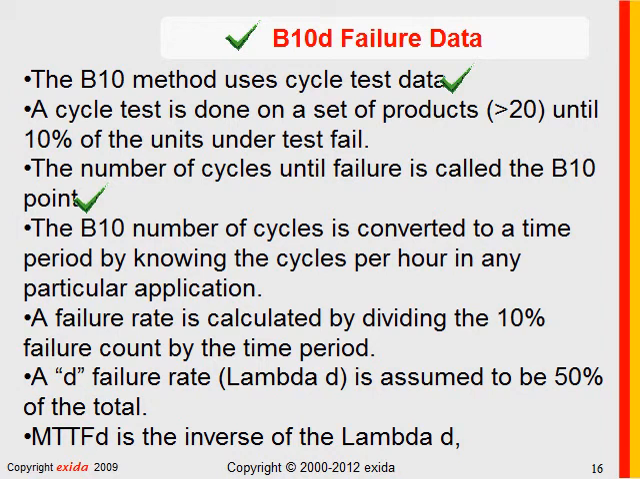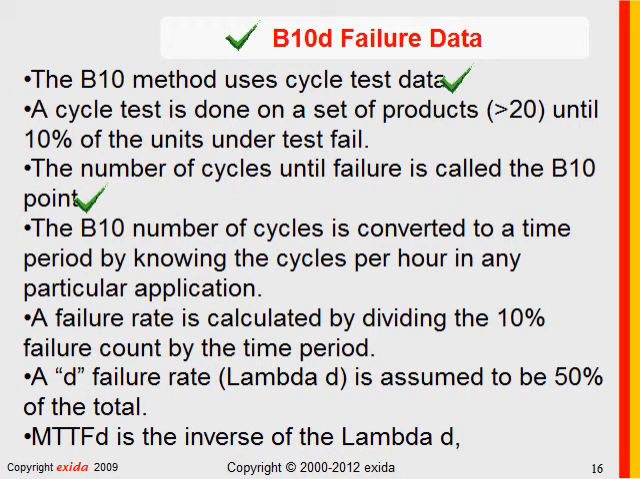What do I do with that? We convert the number of cycles into a time period by knowing the number of cycles per hour in any particular application. For example, imagine if we ran 100,000 cycles, and in a particular application there was 1 cycle per hour. Well, we could just scale. We would know, therefore, that the B10 point would be 100,000 hours.